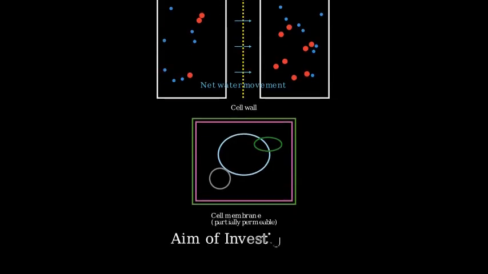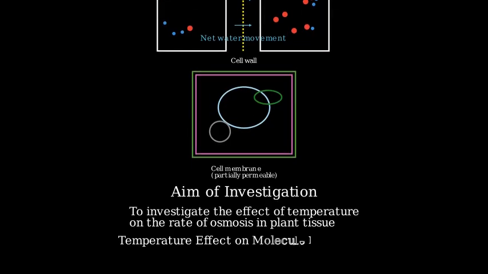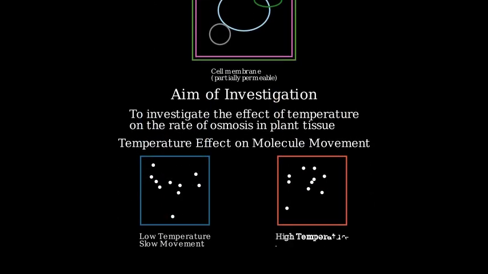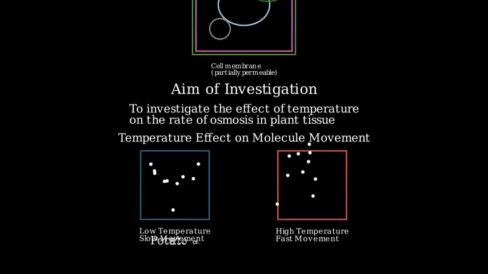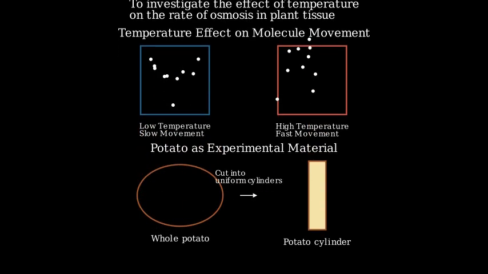The aim of our investigation is to determine how temperature affects the rate of osmosis in plant tissue. Temperature affects the kinetic energy of molecules, so we expect it to influence how quickly water moves through cell membranes. For our experiment, we'll use potato tissue, which is commonly used in osmosis investigations because it's easy to obtain, cut into uniform pieces, and measure changes in mass.